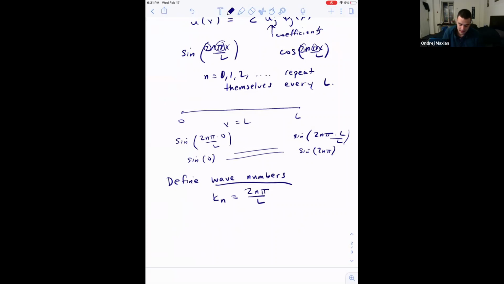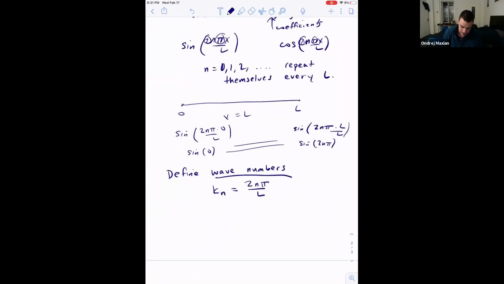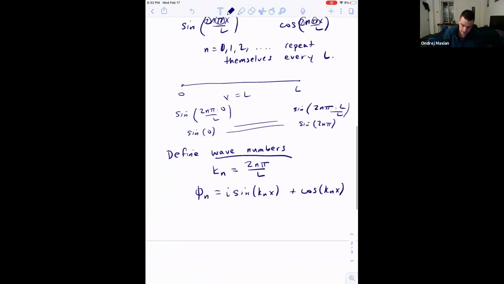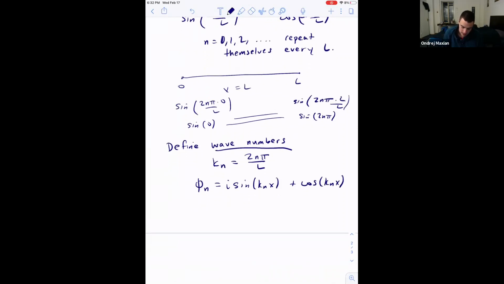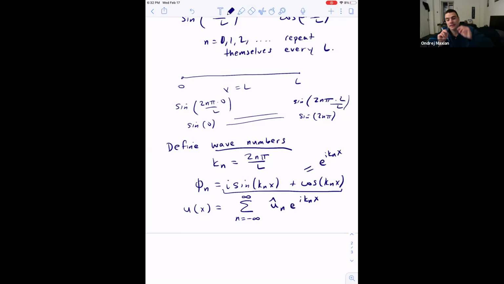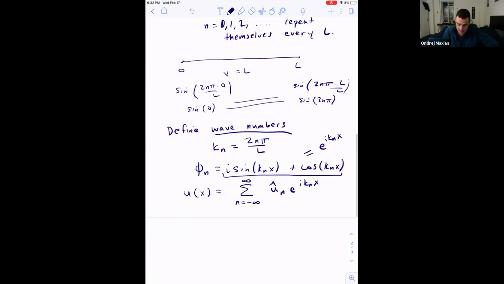Then I'm going to combine sine and cosine into a basis function. I'm going to take my basis functions phi_n equals sine of k_n x times i plus cosine of k_n x. And then I'm going to write u as a sum from n equals minus infinity to infinity of u hat n e to the i k_n x, because this is the same as e to the i k_n x. e to the i x is cosine x plus i sine x. The reason I'm doing this is because this is how MATLAB does it, and it's more convenient to work in this notation.